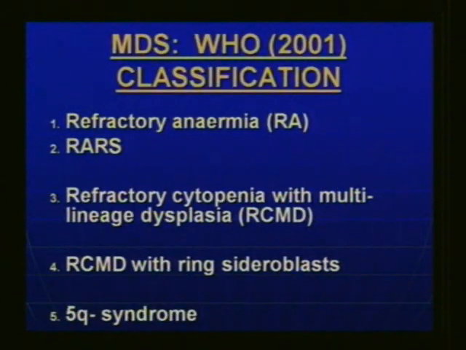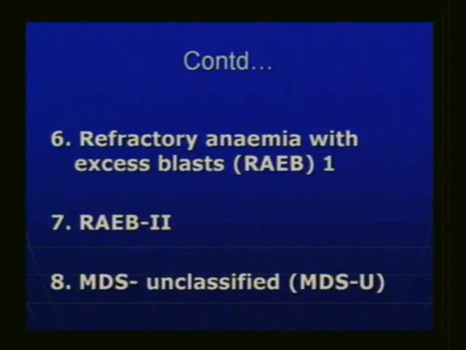Because of these limitations, there is another, newer classification in 2001, the WHO classification. There we have 8 subclassifications instead of 5. Here there are 8 groups. What are they? The 2 terms are retained: one is the refractory anemia RA and refractory anemia with ring sideroblast RARS. The new terminology added is refractory cytopenia with multilineage dysplasia RCMD. Another is RCMD-RS, RCMD with ring sideroblast.